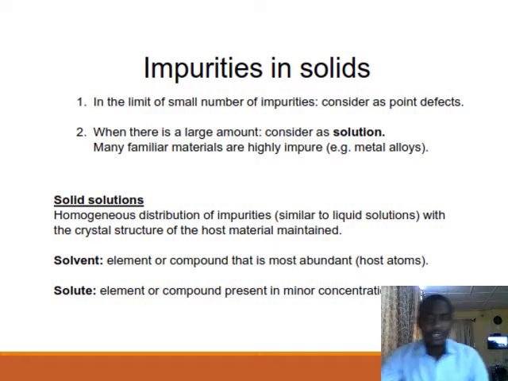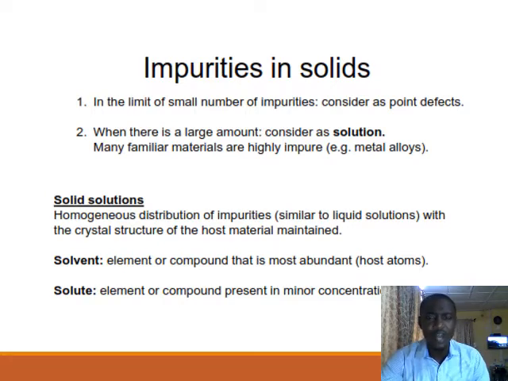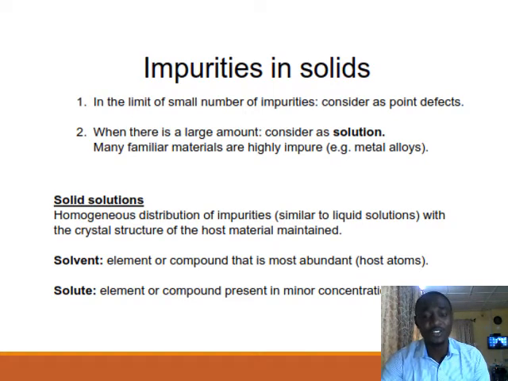Now we have understood the concept of vacancy and interstitial atoms. The question now is, what happens when you have these interstitial atoms? It's like you are now having an impurity. The defect in this case results from you putting an impurity into a particular structure. If you have a small impurity, we just consider it as a point defect. But sometimes when this impurity becomes so large, we begin to consider it as a solution. Because we are dealing with a solid structure, we can term it a solid solution.